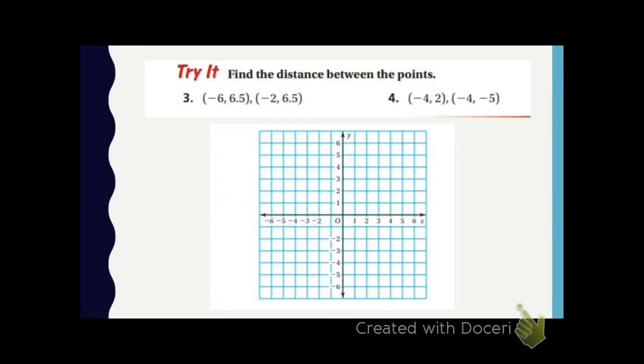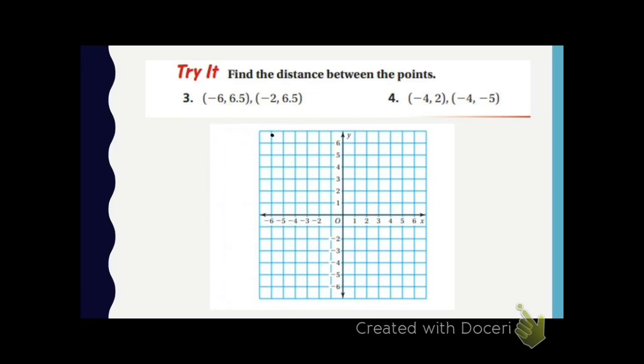All right, let's find the distance between these points. And again, you can do it using your diagram. We'll do it both ways. On number 3, they gave me -6 and 6.5. So I start at my point of origin, I go over to -6, and I'm going to go up to 6.5, which is right here in the middle. My dot's a little bit high, but right there in the middle of 6.5, it's not quite to 7.